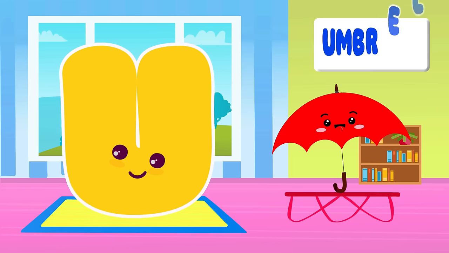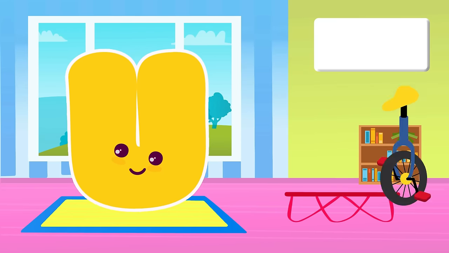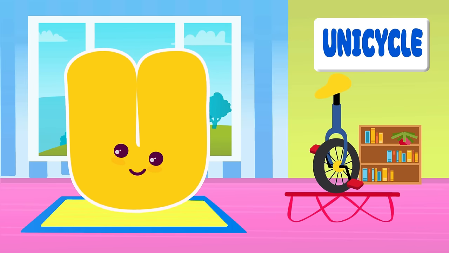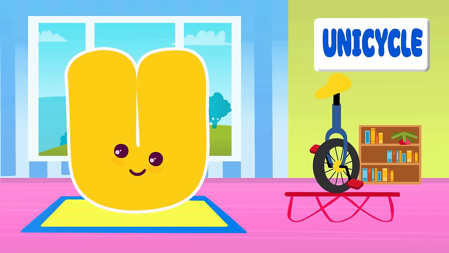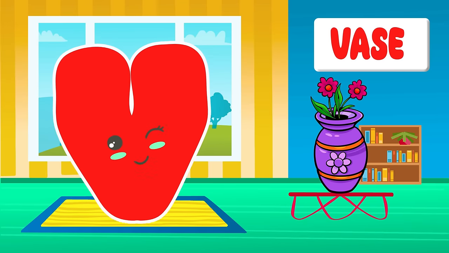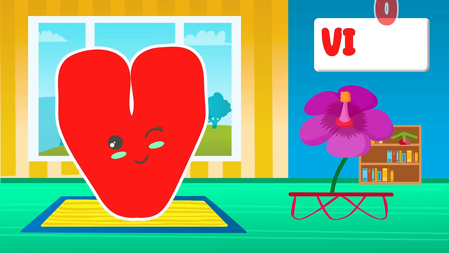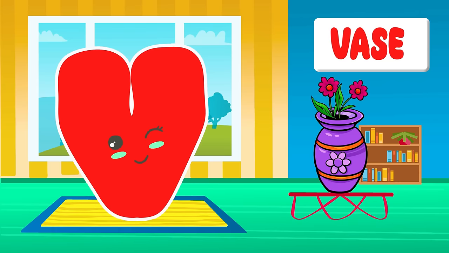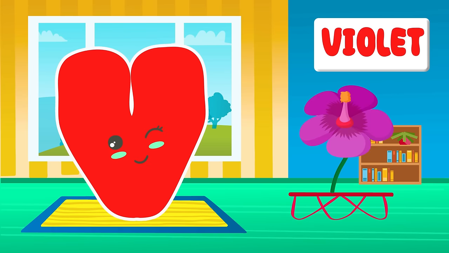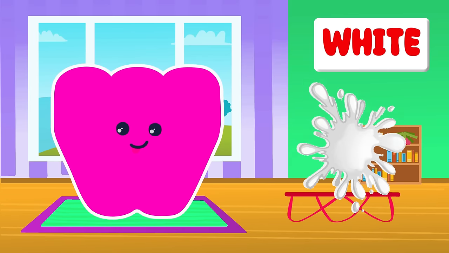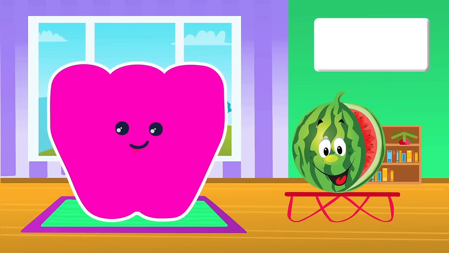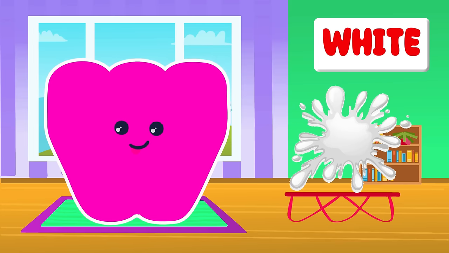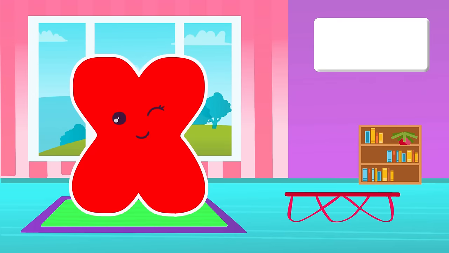U is for umbrella. Umbrella. U is for unicycle. Unicycle. U is for umbrella. U is for unicycle. V is for vase. Vase. V is for violet. Violet. V is for vase. V is for violet. W is for white. White. W is for watermelon. Watermelon. W is for white. W is for watermelon.